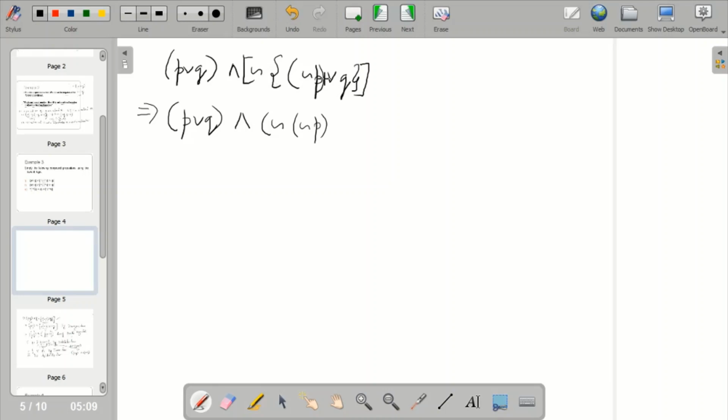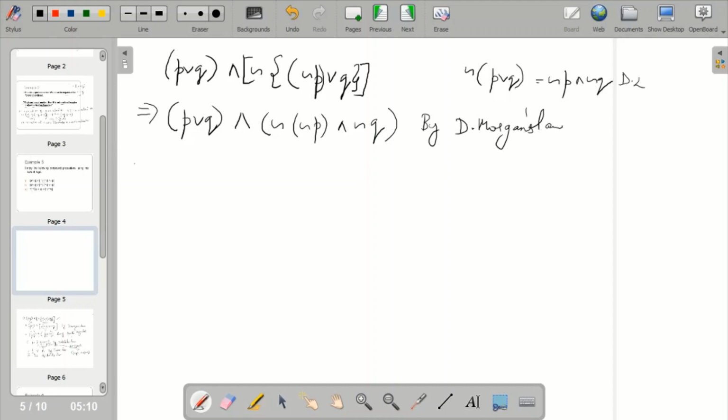So what is De Morgan's law we have? Negation of P or Q will give you negation of P and negation of Q. So this is De Morgan's law. Since the negation of P is already there, it becomes negation of P and negation of Q. Okay, so this is by De Morgan's law. You need to write which law you have used.